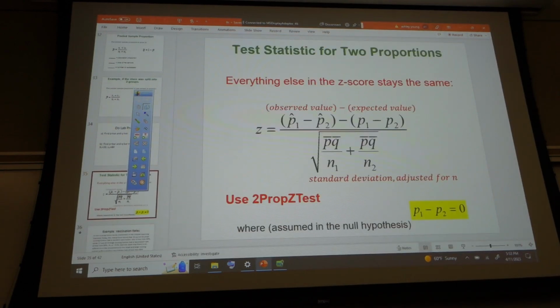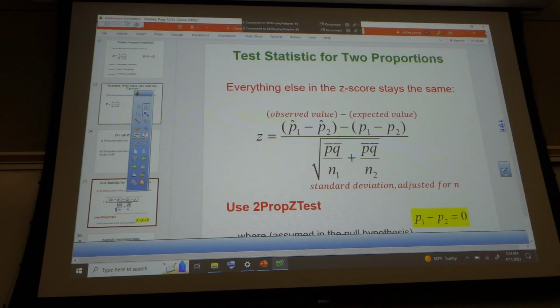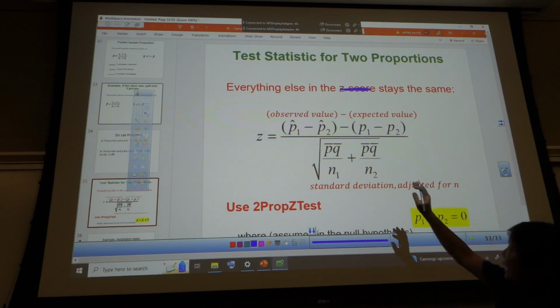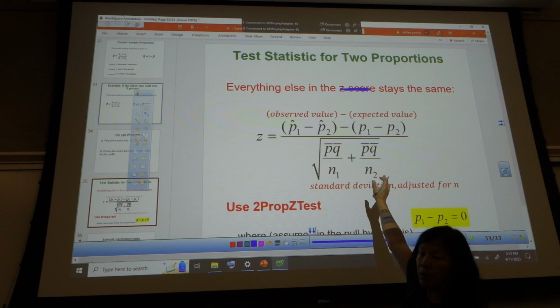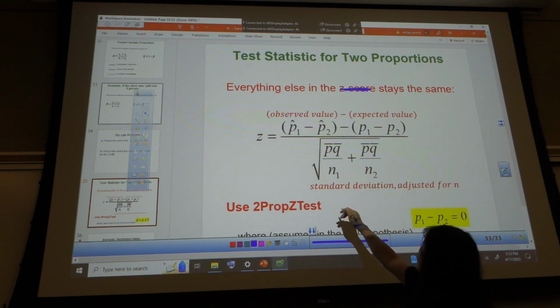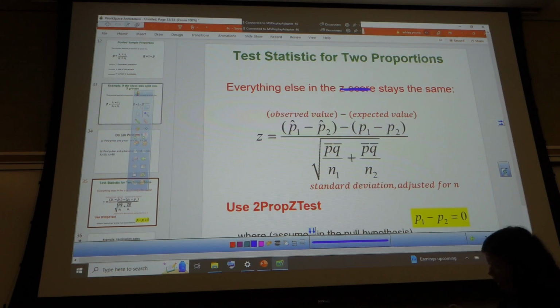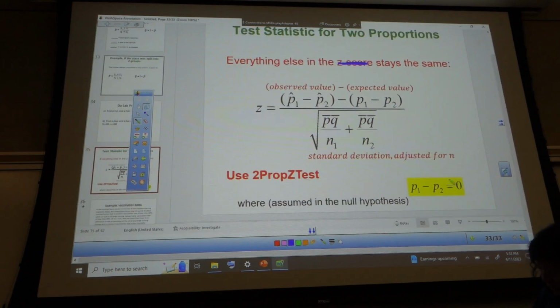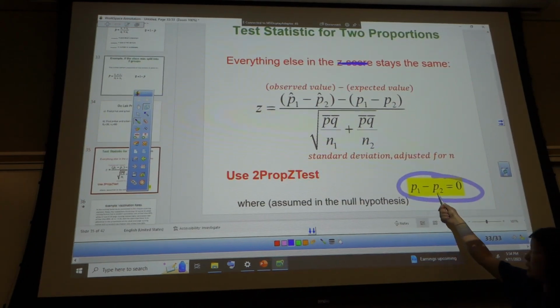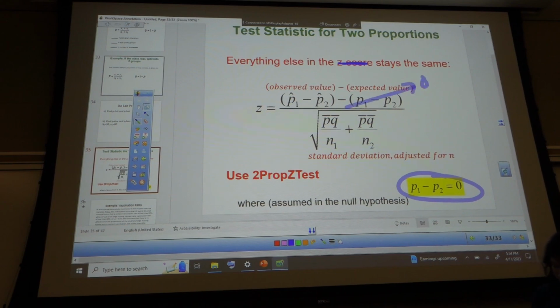Good. All right. The test statistic. Everything else in the hypothesis test stays the same. It's what you observed, P hat 1 minus P hat 2, minus what you expected to get, P1 minus P2, divided by the standard deviation for 2 proportions. A quick comment: since we do expect that they're the same, P1 minus P2 is 0, so this just goes to 0. So really, it's just this part here.